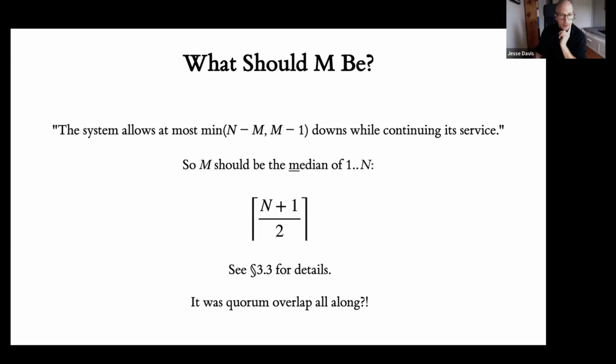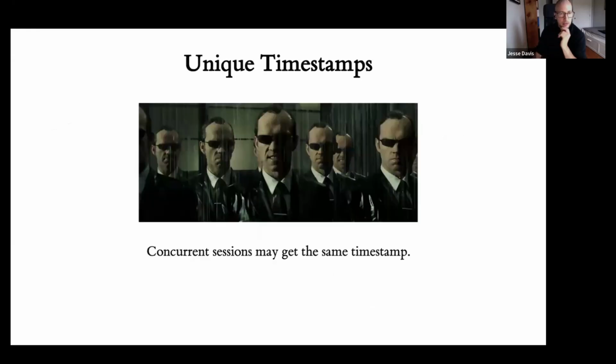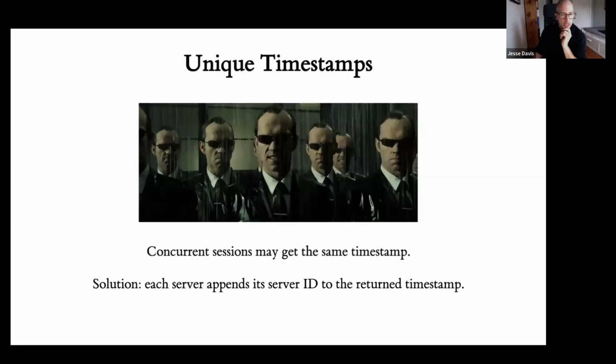Now, the algorithm that we've seen so far doesn't guarantee unique timestamps. If there are concurrent sessions, they could get the same timestamp. So the solution to that is quite simple. You just append each server's ID to the return timestamp. If servers have unique IDs, which seems easy to guarantee, then you will get unique timestamps.